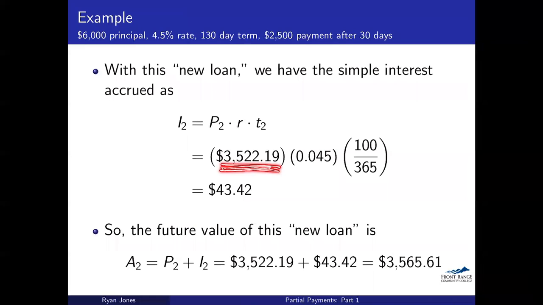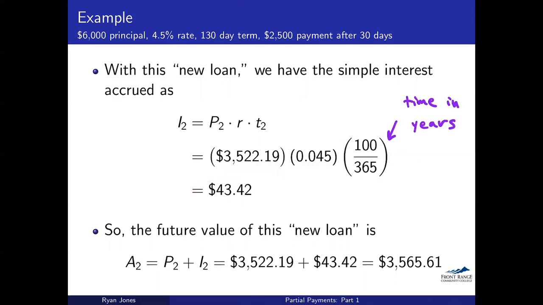We have the amount that was owed, we have the interest rate, and we have the time in years. Yet again, I'll mention time in years right there. And it's 100 days divided by 365 days to give me years. That gives me $43.42 of interest.